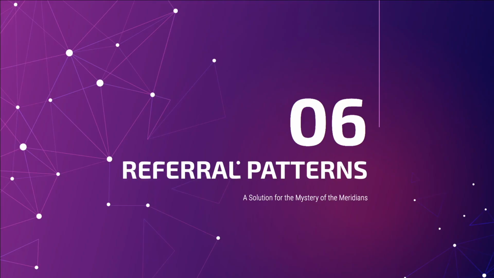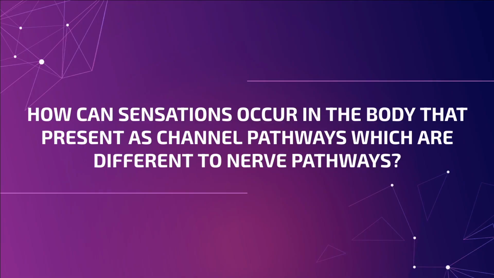Now on the home stretch, we'll be talking about referral patterns. So this is providing a possible solution for some of those mysteries we were talking about before, where sensations can go in all different directions and where they would otherwise provide a possible basis for there being the existence of the acupuncture channels. There is also the possibility that it's merely just the body's miraculous physiology doing what it does best, which is let us know, the individual that occupies the body, that something is going on. So how can sensations occur in the body that present as channel pathways which are different to nerve pathways?